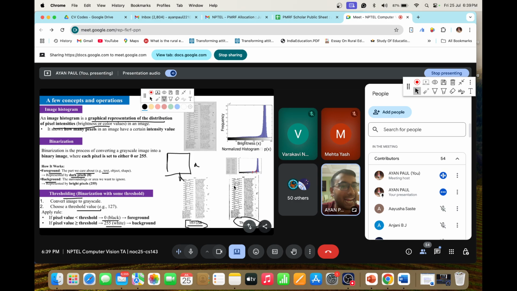Now what is this thresholding process? We choose a random threshold value. The pixel values which are less than the threshold, we round off to 0. The pixel values which are greater than or equal to the threshold, we round off to 255. So that is thresholding. I hope it is clear to you all. So let's move on to the next thing.